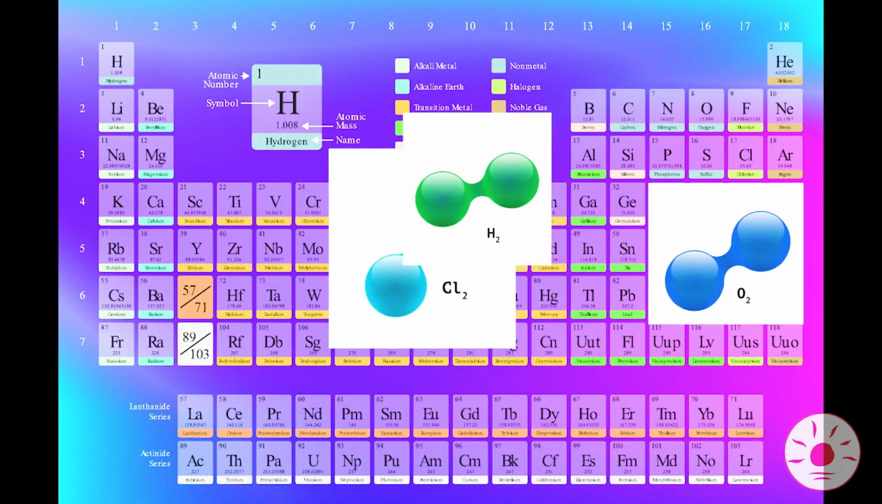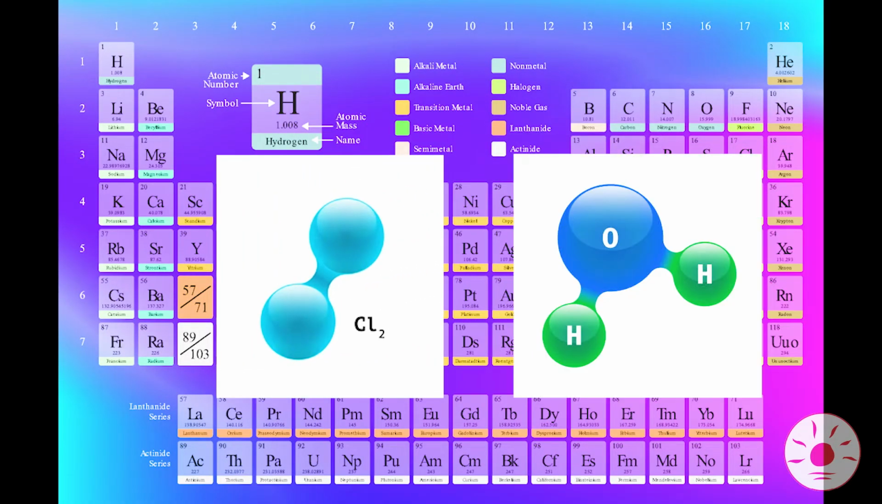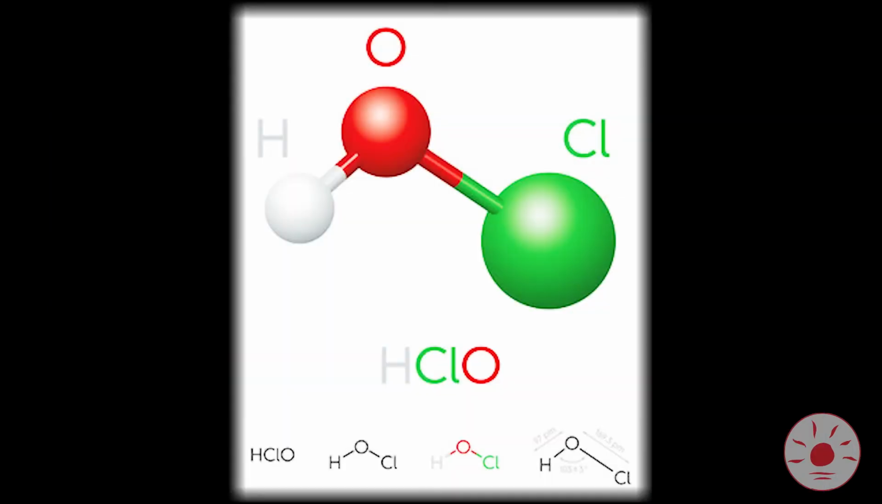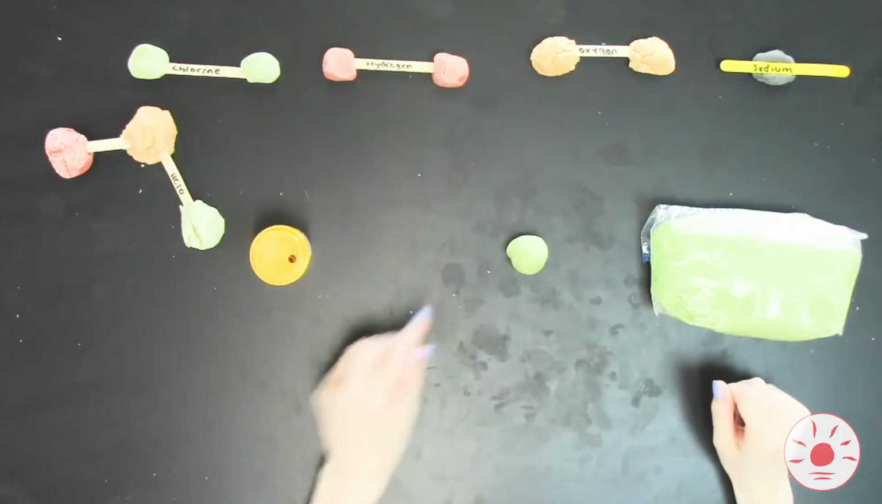So now if we add chlorine atom to our H2O molecule, how does the molecule change and what does it become? Chlorine water.